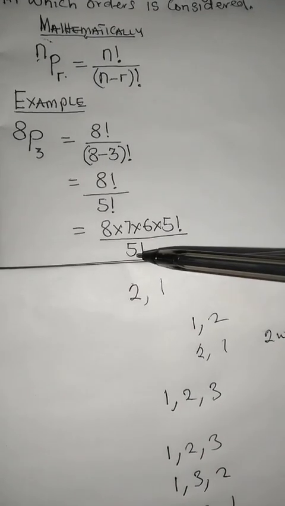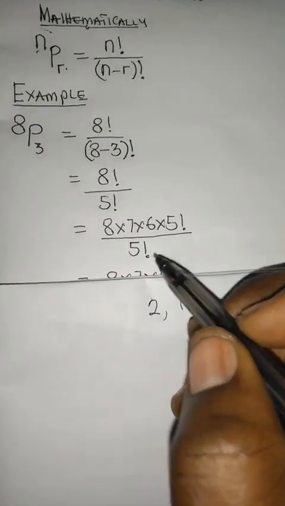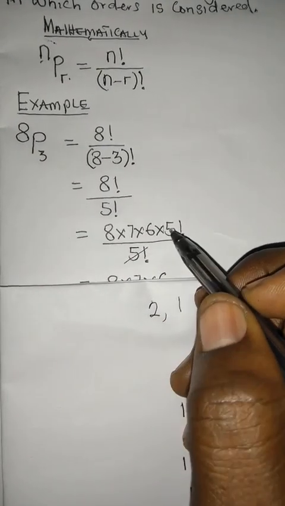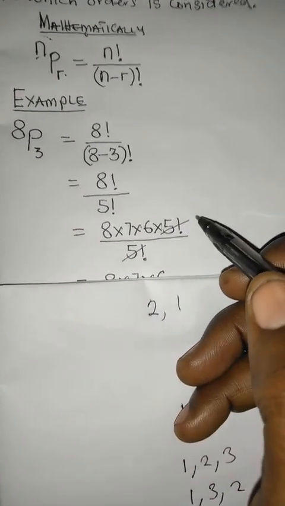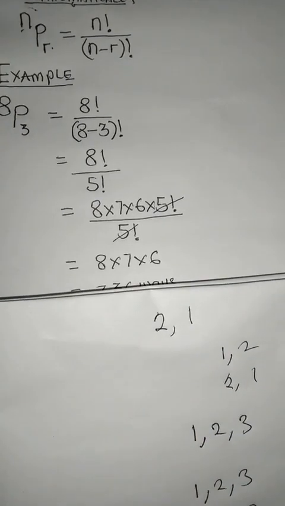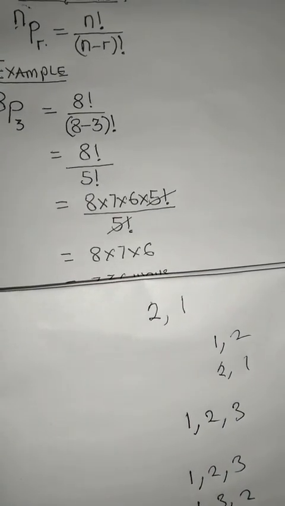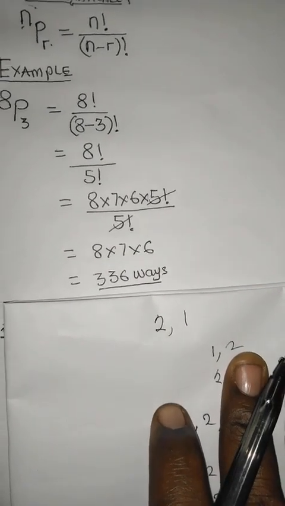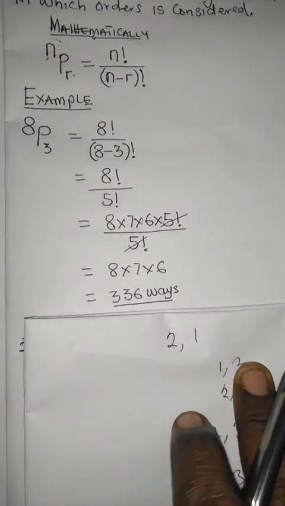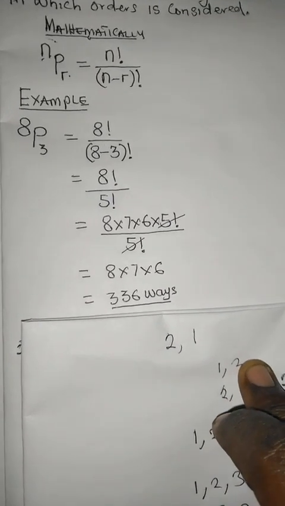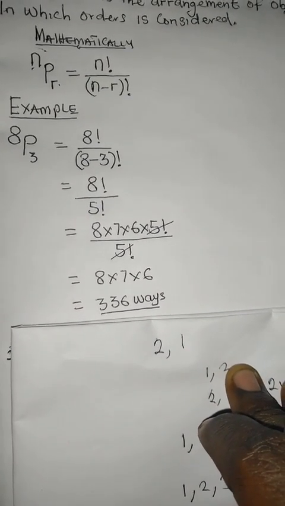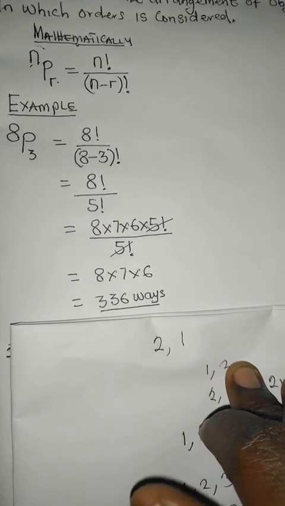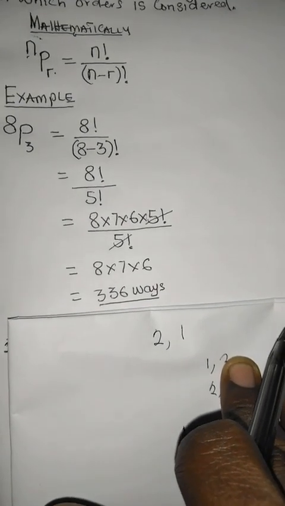The 5 factorial in the denominator here, if you look at it very well, my 5 factorial cancels 5 factorial. And we are left with 8 times 7 times 6. 8 times 7 times 6 will give you 336 ways. That means the number of ways I can arrange 3 objects from 8 objects is 336 ways.